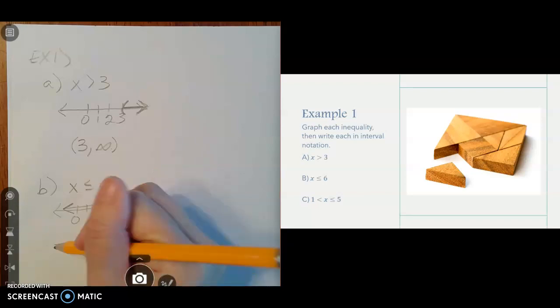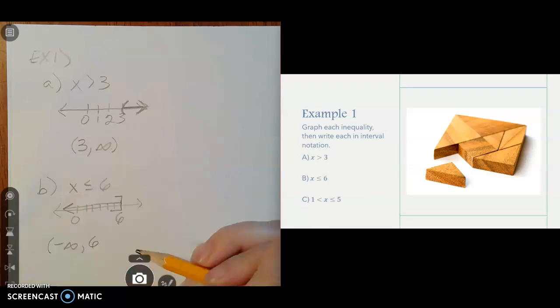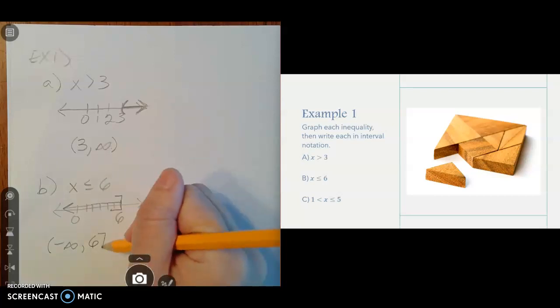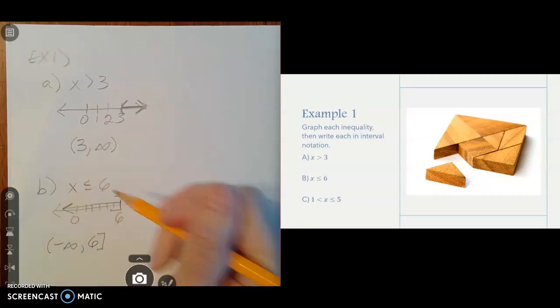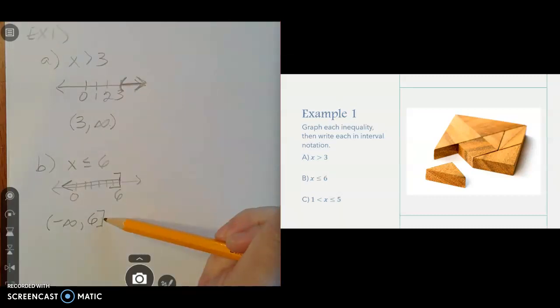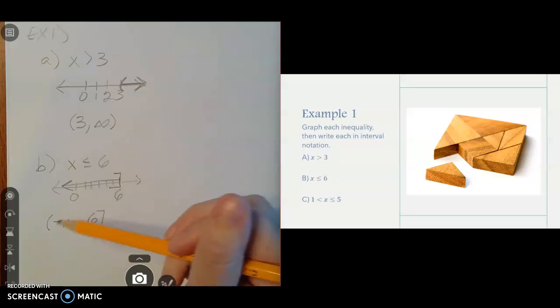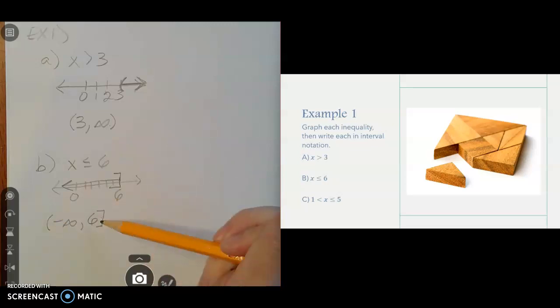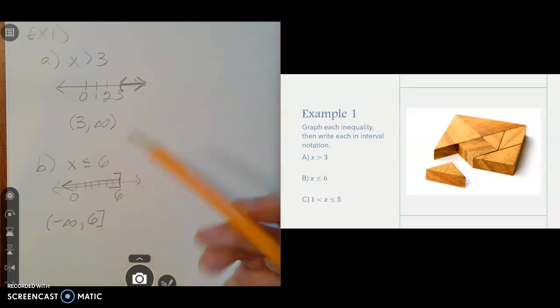The infinity will definitely have a parenthesis because you can never include an infinity. The 6 will have a bracket because it is included because of that less than or equal to sign. So that's what the interval notation looks like for that one. Keep in mind, you do not have to match. Like, they don't both have to be parentheses or both have to be brackets. You can definitely have one of each. It's describing what's happening in each direction.